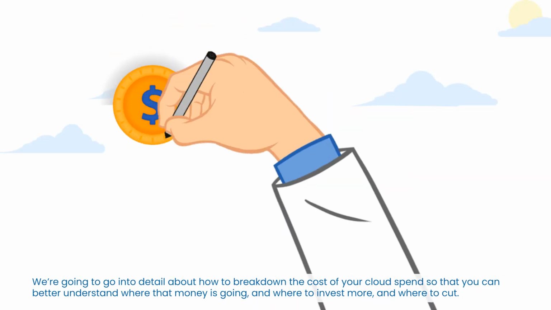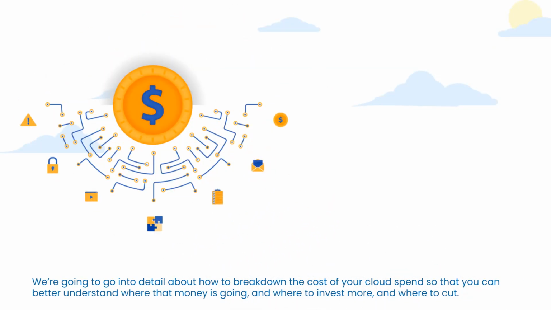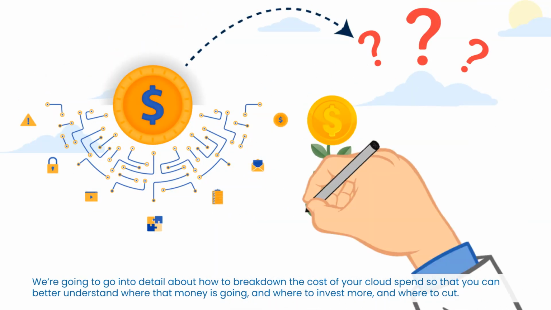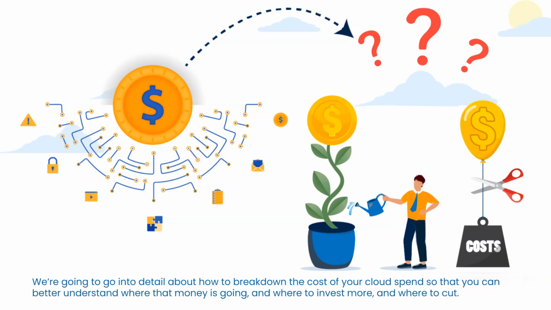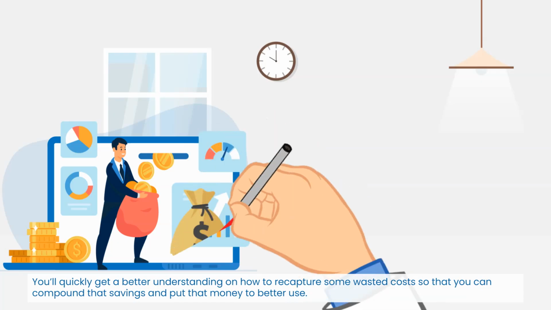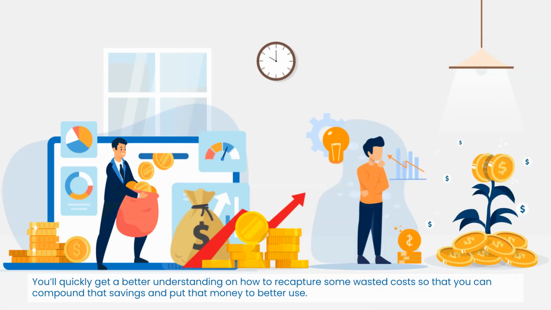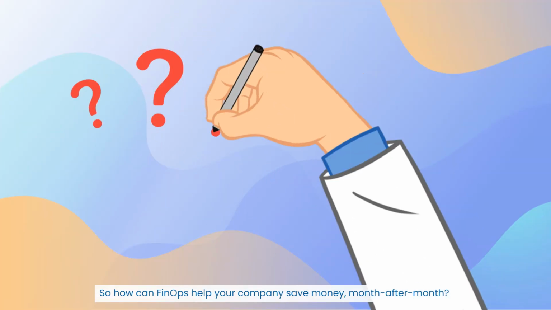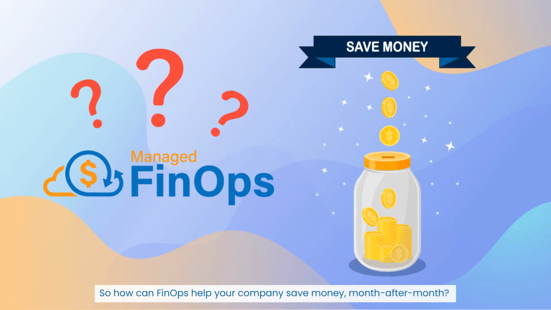We're going to go into detail about how to break down the cost of your cloud spend so that you can better understand where that money is going, and where to invest more, and where to cut. You'll quickly get a better understanding on how to recapture some wasted costs so that you can compound that savings and put that money to better use. So how can FinOps help your company save money, month after month?